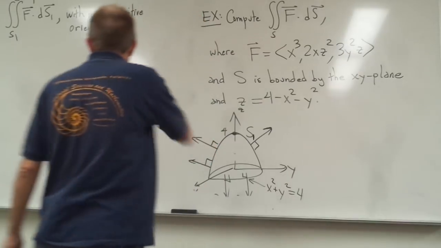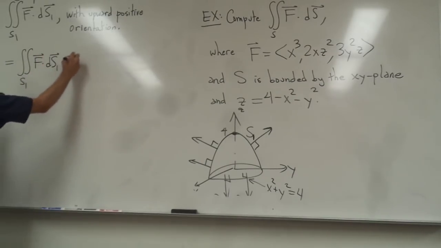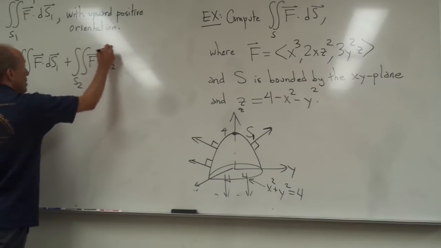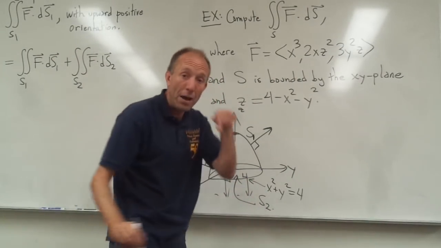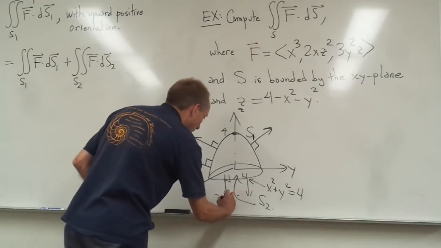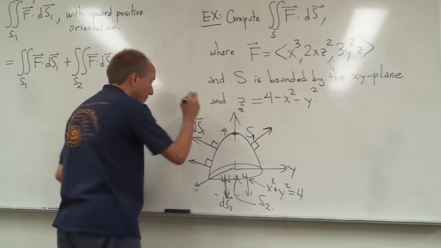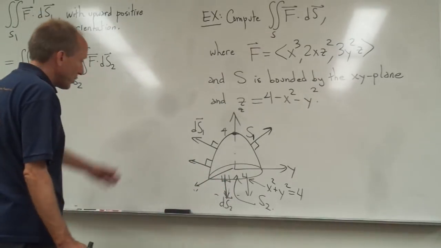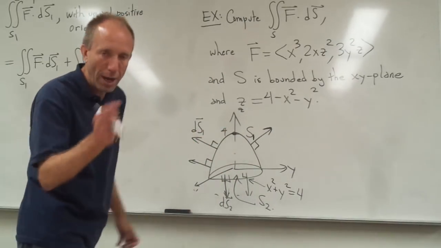So here's what I'm going to suggest that we do to calculate this. I'm going to suggest that we decide to add a second surface, which is going to be the disk on the bottom here with downward orientation. So this is dS2, and these vectors here are the dS1 vectors with the upward orientation. So I'm going to view the flux integral through the disk as having a downward orientation. You're going to see why in just a second.